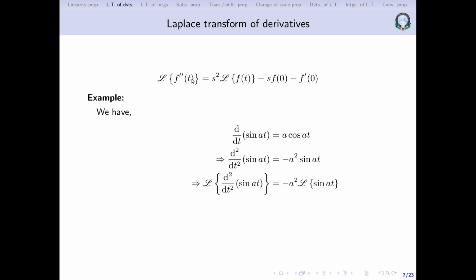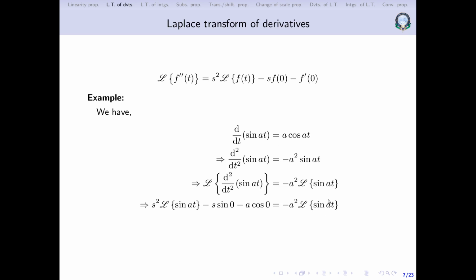Now we can just apply this over here, because the left hand side is the Laplace transform of the second derivative. So we can just expand it using this. The Laplace transform of the second derivative is s square into the Laplace transform of the original function sine at, minus s into the value of the function at 0, s into sine of 0, minus f prime. What is f prime? The first derivative is a cos at. So substitute 0 over here, and we'll get a cos 0. So this is equal to minus a square Laplace transform of sine at.